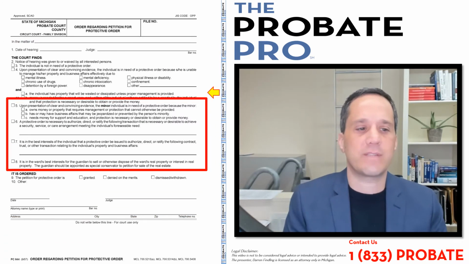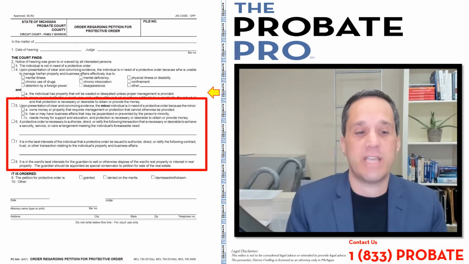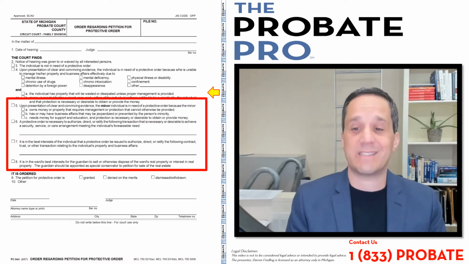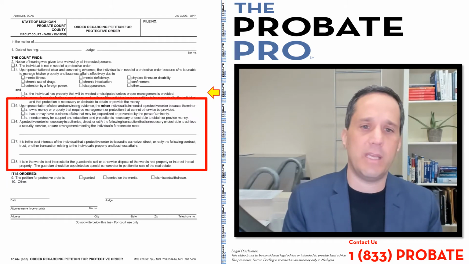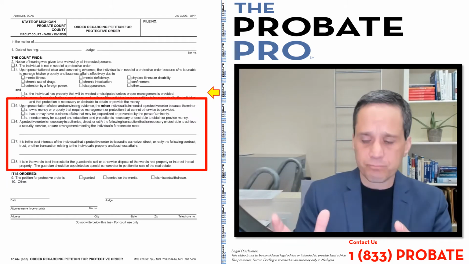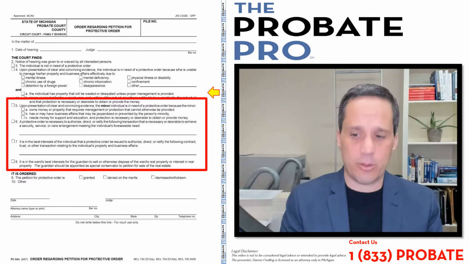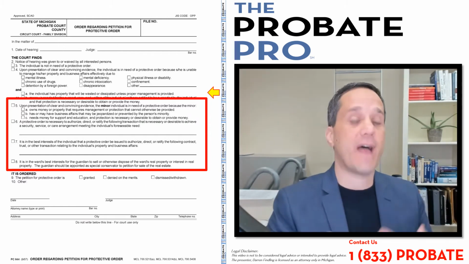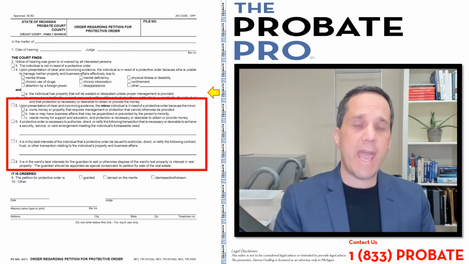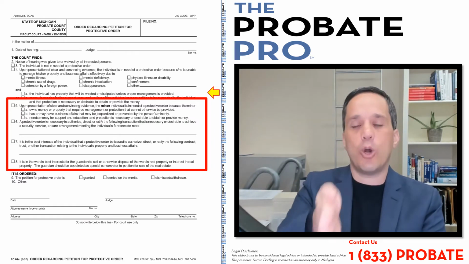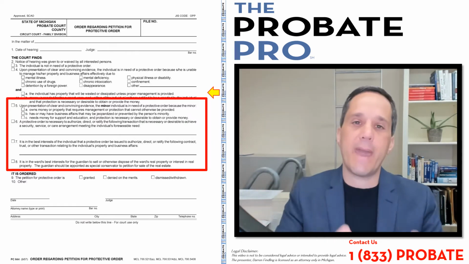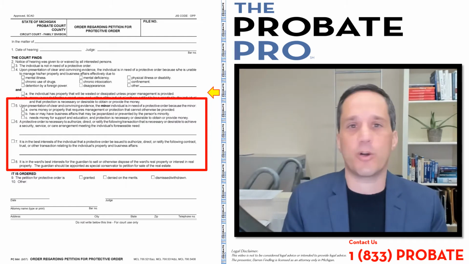As we move further down, number 5 says upon presentation of clear and convincing evidence, this would be used for a minor. So let's give an example here where a minor may be involved in a protective order. They are involved in a settlement and they're going to receive over $5,000. And normally, if you receive over $5,000, that money would go into an ongoing conservatorship and be managed by the conservator until the 18th birthday.